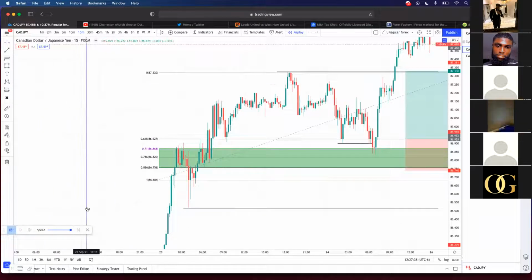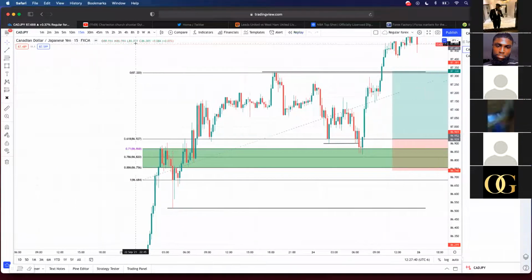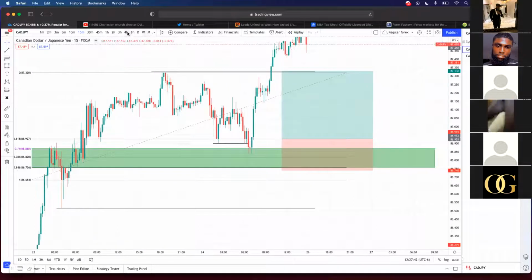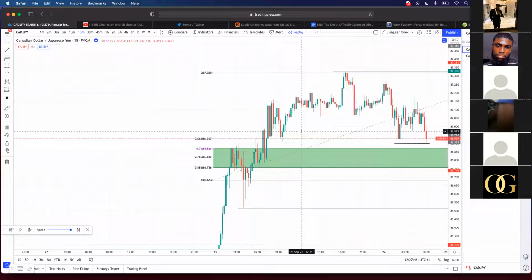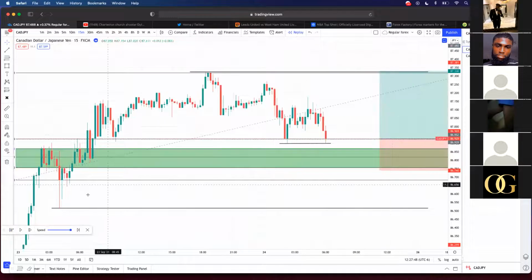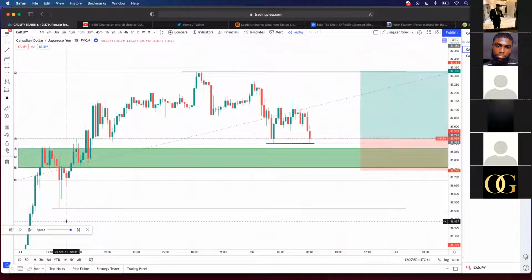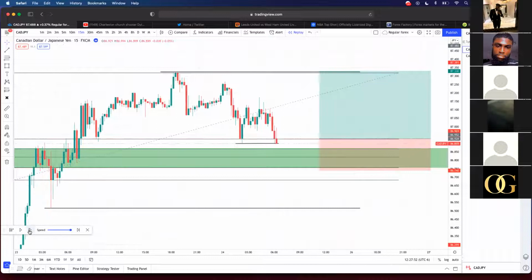Next candle is still playing around here. Ah, that was a mistake. I messed that up. Sorry, guys. Let's do this again. So remember, equal lows here. This was just such a beautiful play. Equal lows here, okay? Equal lows.